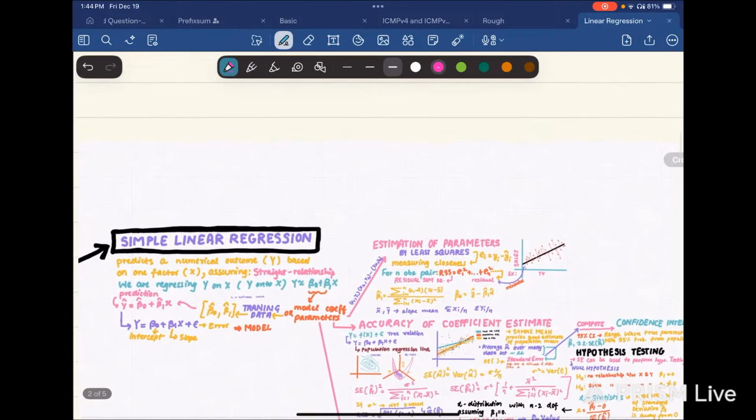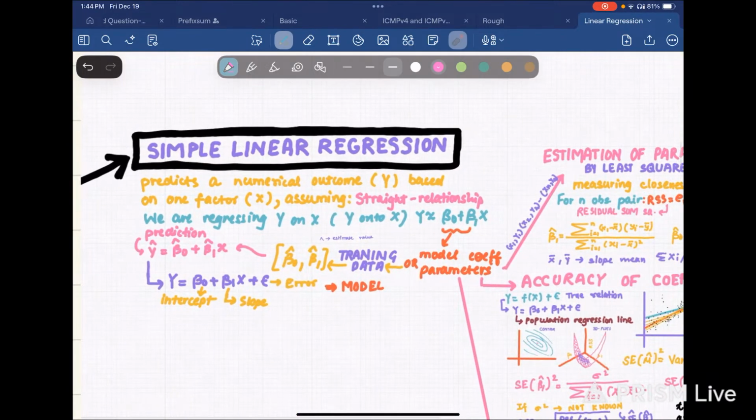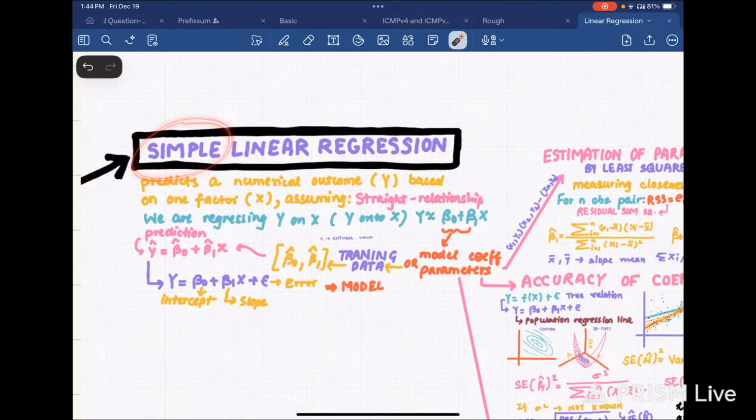So first we start with simple linear regression. So why is it called simple? Because we only use one factor, which is x here. And what is linear regression basically? Linear regression is one thing we should know about, like any kind of prediction we want to do is based on some kind of straight line we are going to be making.